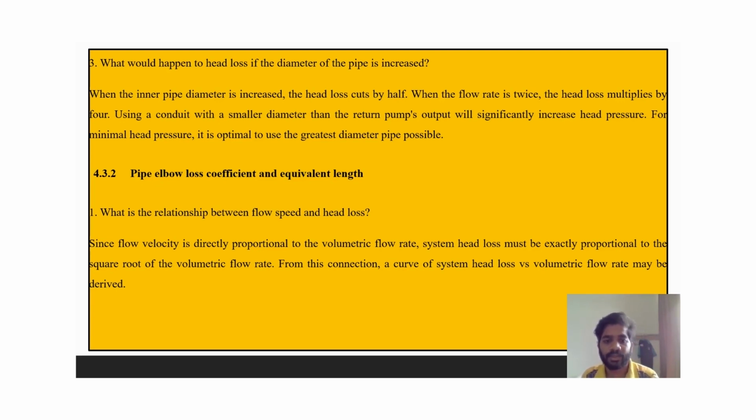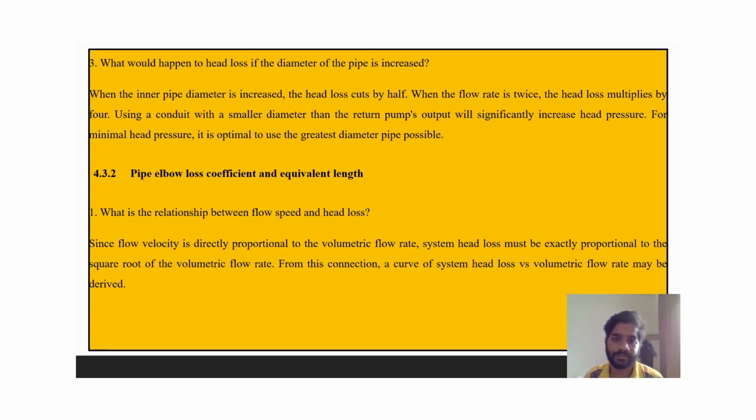The next part is about the pipe elbow loss coefficient and equivalent length. The first question is what is the relationship between flow speed and head loss. Since the flow velocity is directly proportional to the volumetric flow rate, the system head loss must be proportional to the square of the volumetric flow rate. From this connection, we were able to say the system head loss curve versus volumetric flow rate may be derived.